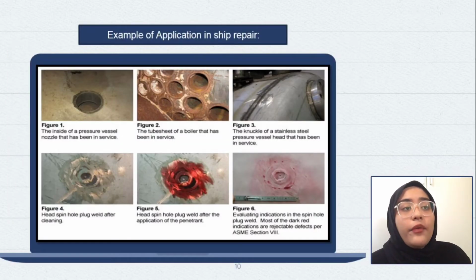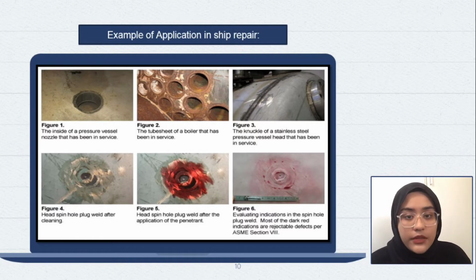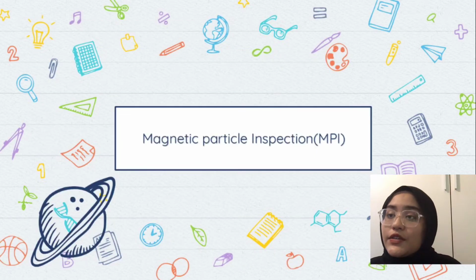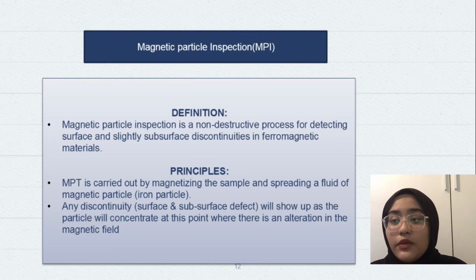So here is an example of application in ship repair. So in figure 6, we can evaluate indications in the spin hole plug weld. Most of the dark red indications are rejectable defects. So this is how we apply this test in ship repairing. So the next one is MPI or magnetic particle inspection. So magnetic particle inspection is also a non-destructive test, and it is for detecting surface and slightly subsurface discontinuities. So MPI is carried out by magnetizing the sample. We spread a fluid of magnetic particle or iron particle, and then any discontinuity or defects will show up.